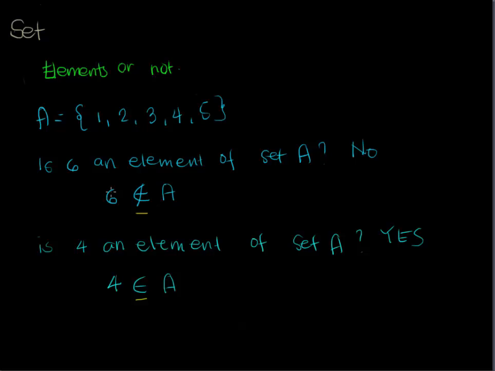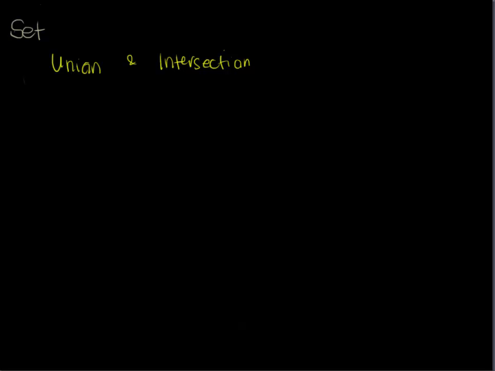So you know that 4 is part of the set because it clearly shows that there's 4 in set A. You can say 4 is an element of A, or 4 belongs to set A. We talked about the definition of a set. We also talked about how to write a set. And lastly, we talked about how to identify if an element is part of a set or not.